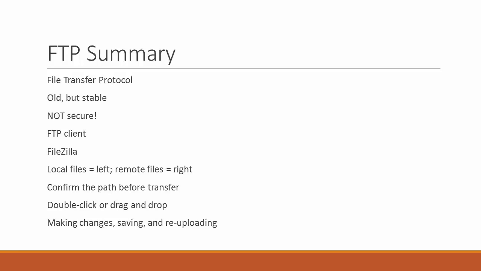We can verify that we're in the right place by checking the paths above the left and right panes. We can copy files to the web server by either double-clicking on them in the lower left pane, or by dragging and dropping them from left to right. And finally, it is often necessary to modify a file on our local computer, save the changes, and re-upload the changed file to the server. This is a standard part of the web design workflow.